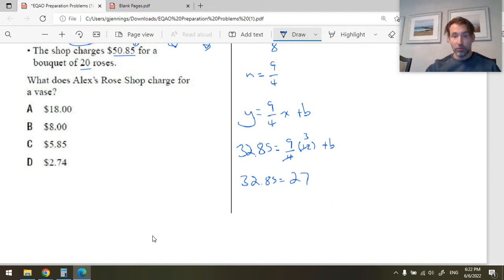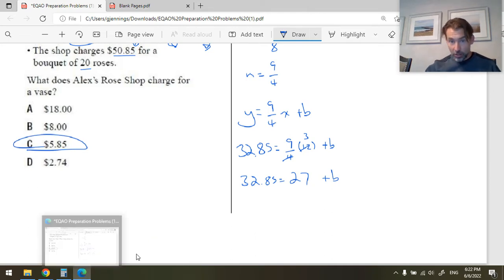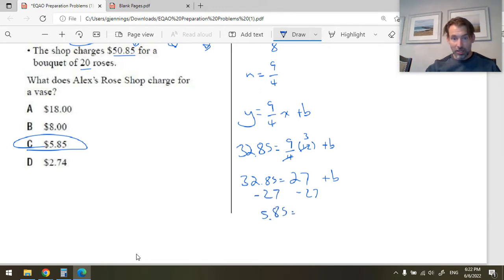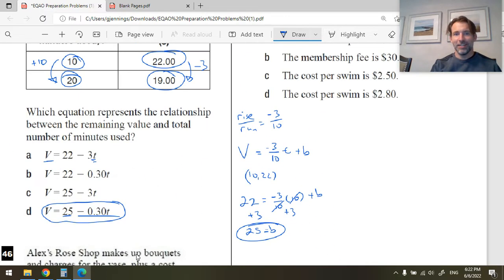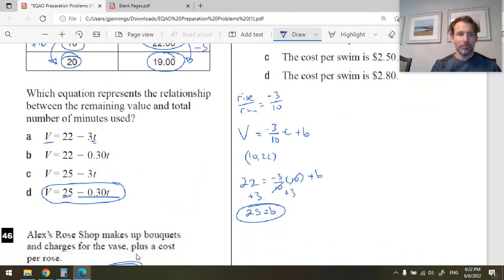$27 was the cost of the roses when you were buying 12 roses. The total cost was $32.85. So that tells me that the thing I need to add to 27 to make that is $5.85. That's the cost of the vase. How do I know? Subtract 27 from both sides. 5.85 equals B. All right, that was 46.